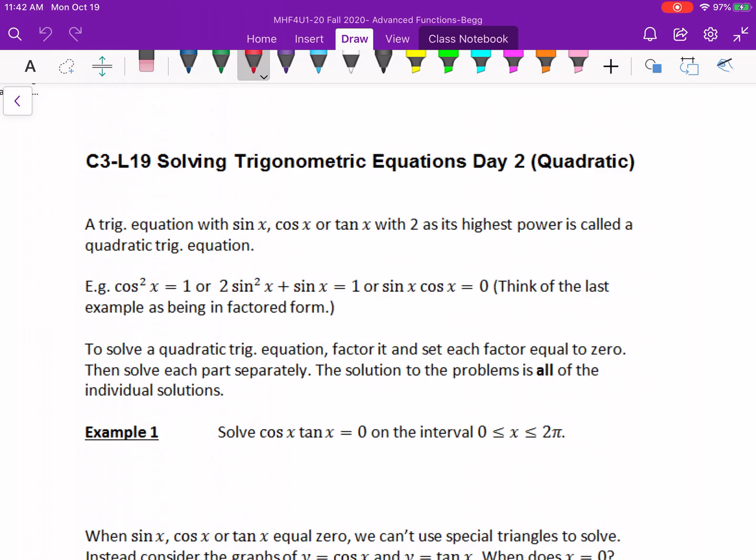So, for example, cos squared x equals 1 is a quadratic because we're squaring the cos x, or 2 sine squared x plus 1 equals 1. Again, we've got this 2 as an exponent in both of these. Even sine x times cos x is quadratic because you can think about it like it's in factored form, one of the factors being sine x and the other one being cos x. So even though they're not the same, and I can't write it with that exponent 2, it's still quadratic.